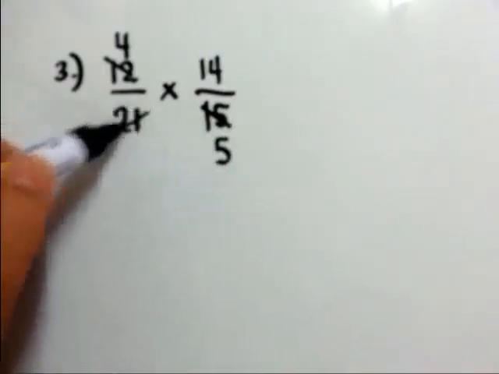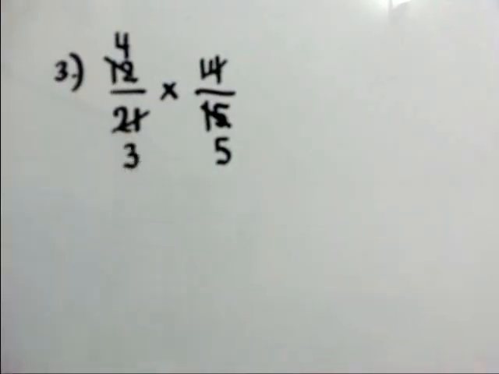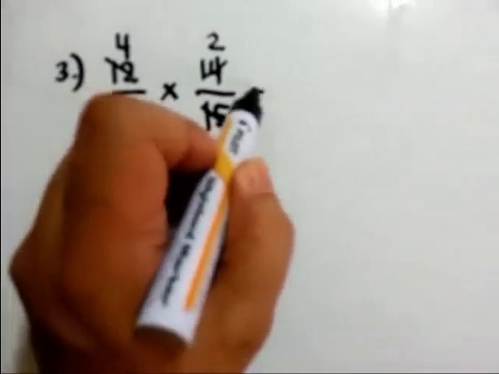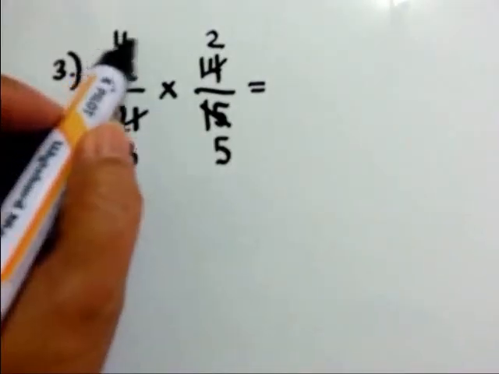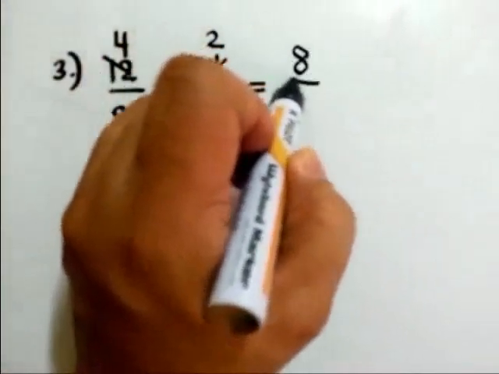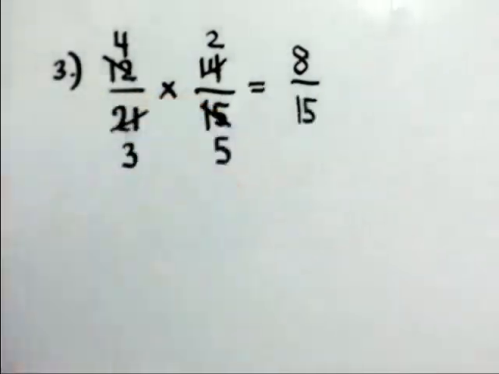21 and 14 are divisible by 7. 21 divided by 7 equals 3. 14 divided by 7 equals 2. So we have 4 over 3 times 2 over 5. We multiply. 4 times 2 equals 8. 3 times 5 equals 15. And so we have 8 over 15.